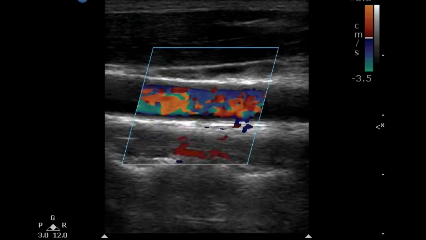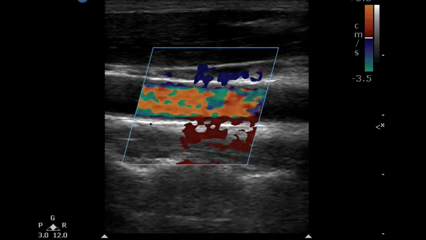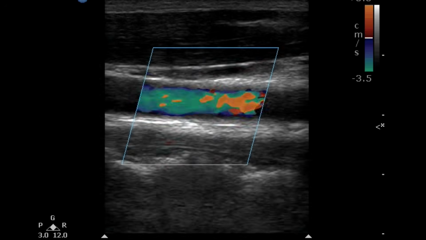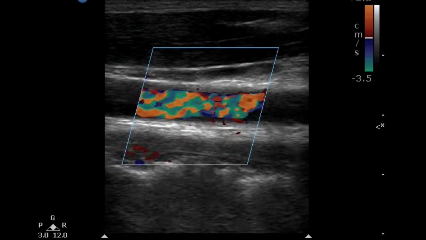Here's another example where we can see some aliasing, in this image where we've pretty much set the pulse repetition frequency so low that we cannot accurately resolve.